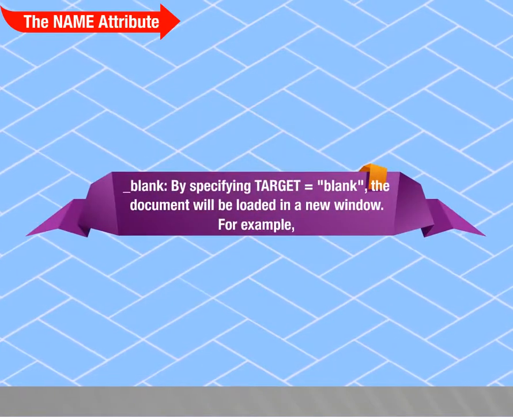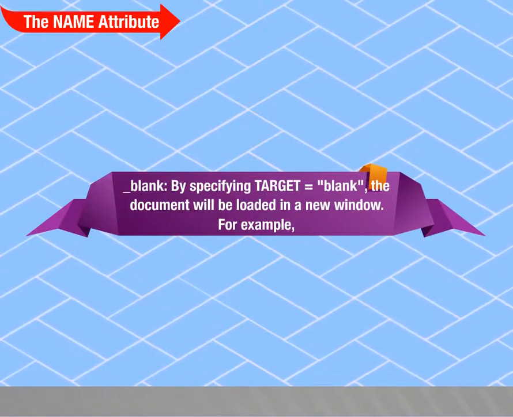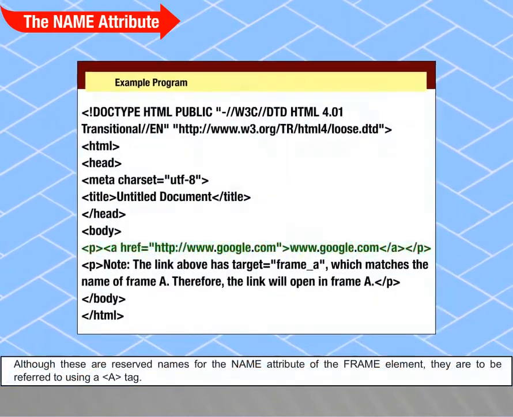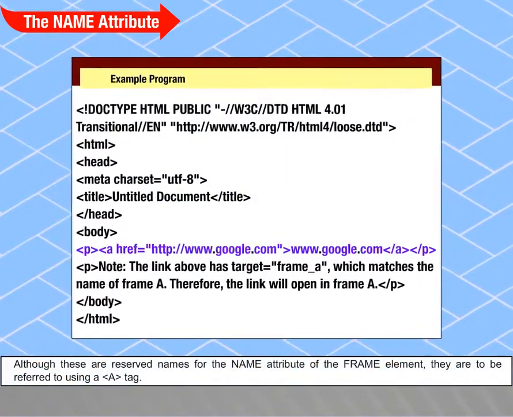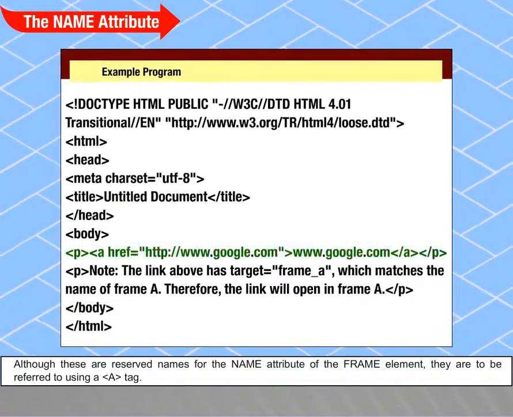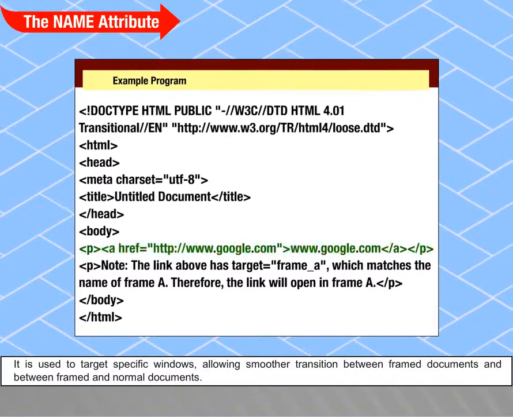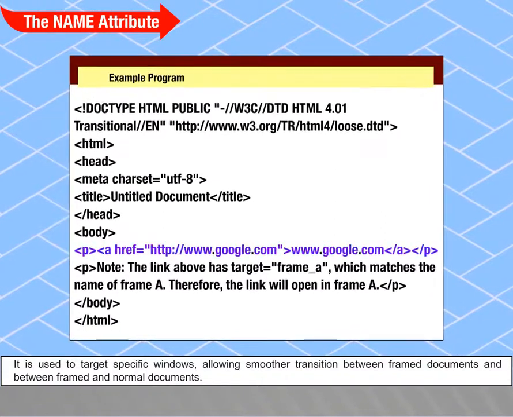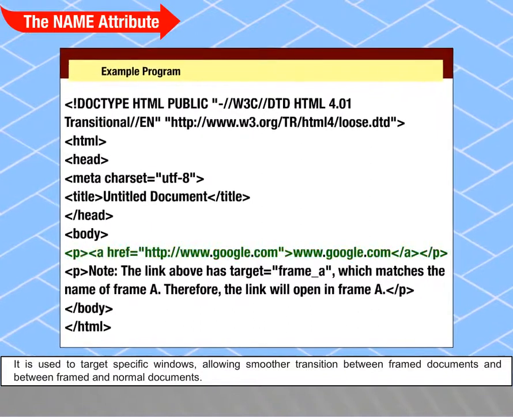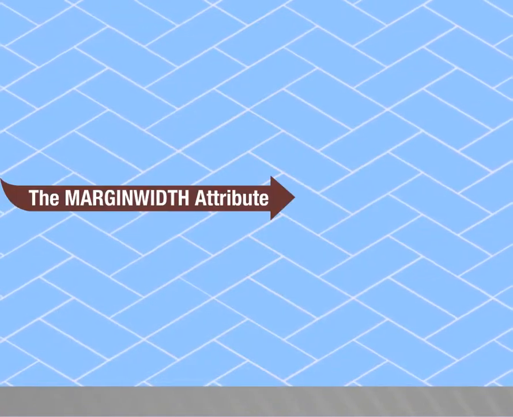Underscore blank. By specifying target equals _blank, the document will be loaded in a new window. Although these are reserved names for the name attribute of the frame element, they are to be referred to using a target attribute. It is used to target specific windows, allowing smoother transition between framed documents and between framed and normal documents.